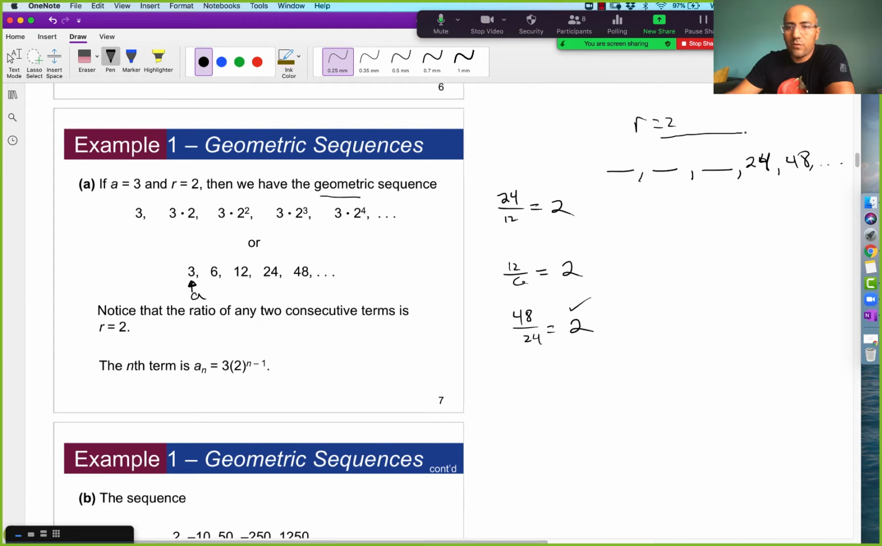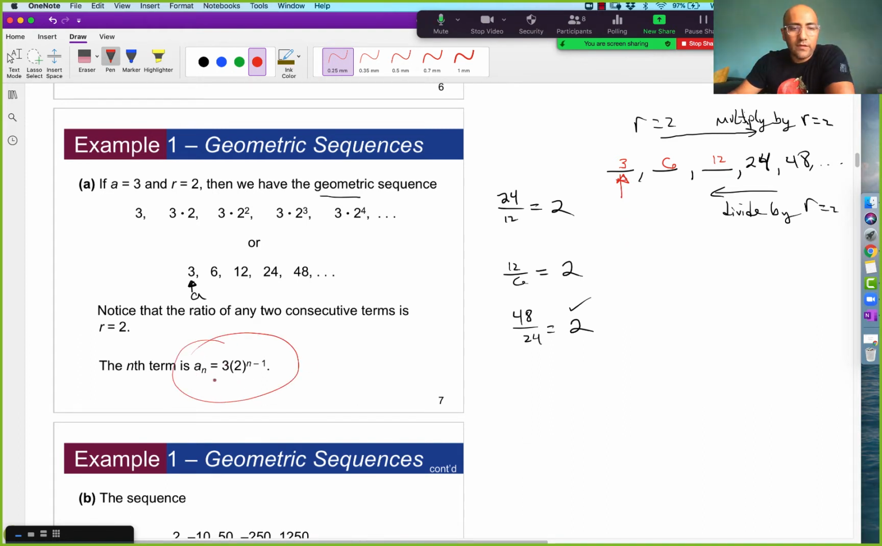So going this way, multiply by 2, multiply by r, which is equal to 2. Well, that means that in this direction, we divide by r equal to 2. So just based on that, I can kind of recreate this. 24 divided by 2 is going to get me to 12, and 12 divided by 2 is going to get me to 6, and 6 divided by 2 is going to get me to 3. So I'm able to reproduce this sequence, and from there, I can generate my formula, right?